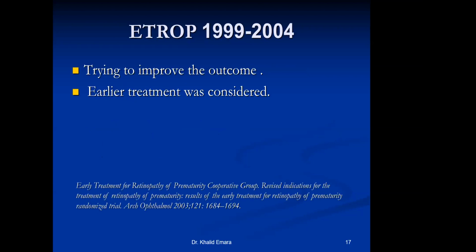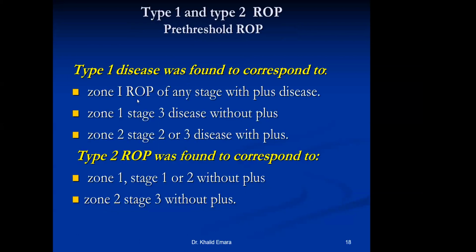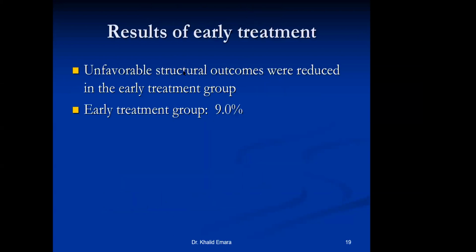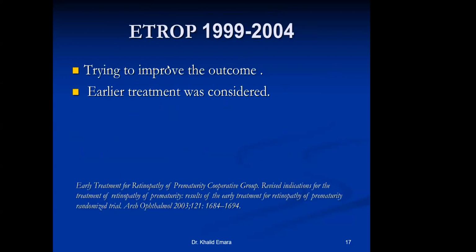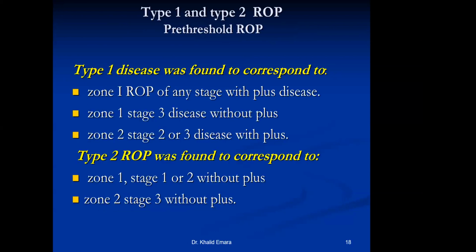From 1999 until 2004, trying to improve the outcome of retinopathy of prematurity, early treatment was considered because theoretically, if we treat early, we might get a better outcome. In this early treatment study, they decided to intervene in the pre-threshold stage. They even classified the pre-threshold stage into two groups: Group 1, which is high risk, and Group 2, which is low risk.